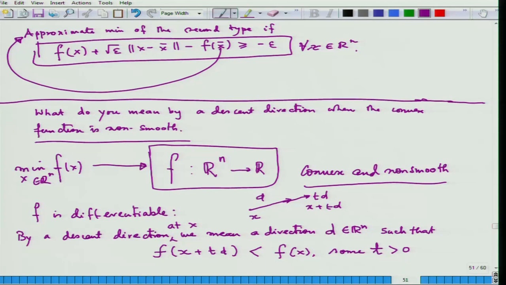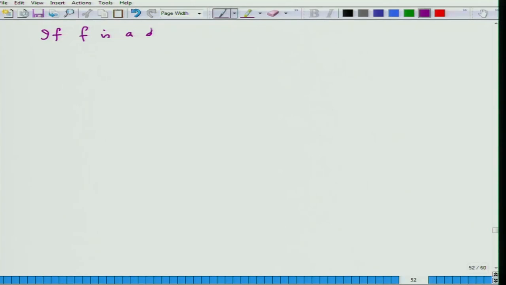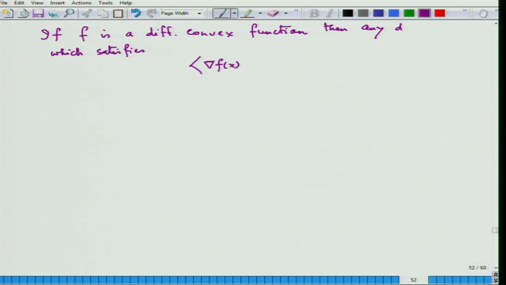So, we have already seen that if f is differentiable, then there could be a verifiable condition. If f is a differentiable convex function, I will use these sorts of shortcuts, you would get habituated to it, or you have already got habituated to it. Then any d which satisfies the gradient of f at x transpose d strictly less than 0 is a direction of descent at x.